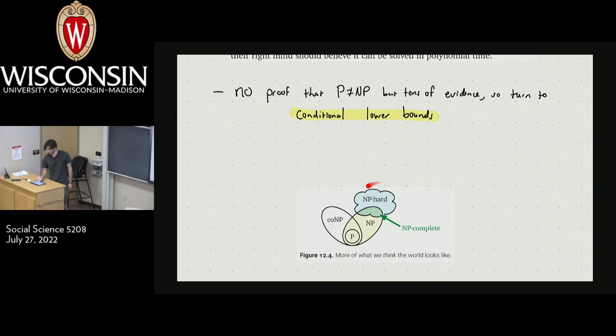So we're going to focus mostly on hardness in this class, but the hard part is showing that it's hard. Once you know it's hard, showing it's in NP is pretty easy. So that's why we're going to focus on this part.